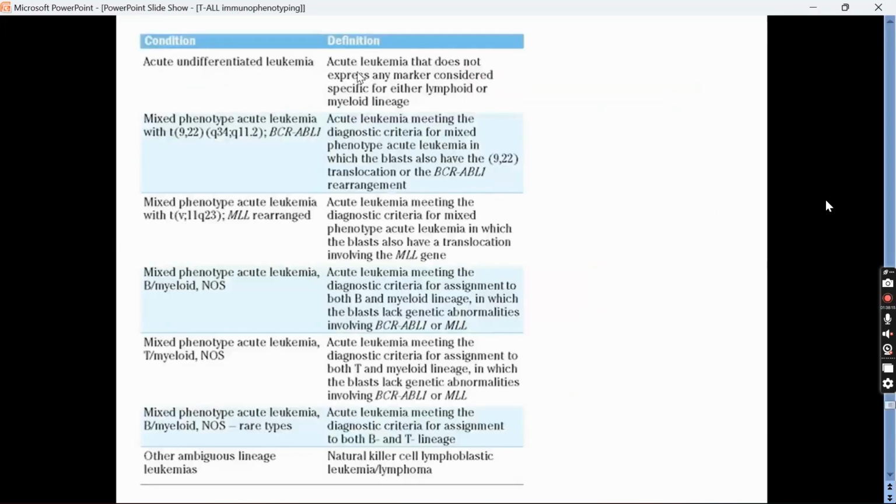Okay, so this one I showed you, acute undifferentiated leukemia, does not express any markers considered to be lineage specific. Mixed phenotype: if it satisfies MPAL criteria, but by cytogenetics you get Philadelphia, then you need to put it under this category. Similarly, if it satisfies mixed phenotype acute leukemia but is MLL rearranged by cytogenetics, you need to put it under this category. If you have satisfied B plus myeloid without any MLL gene rearrangement or Philadelphia, then you put it as B/myeloid NOS. Similarly, if it's satisfying T plus myeloid and is not showing any cytogenetic abnormality, put it as T/myeloid NOS. If the blast is showing some rare types, then you call it rare types and other ambiguous lineage, which I'm not going to discuss.